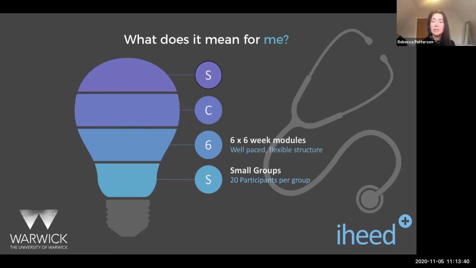We have 6x6 week modules. They're well paced and flexible, and you have a 2-week break in between each module. We do break for local holidays, and we're sensitive to local holidays.